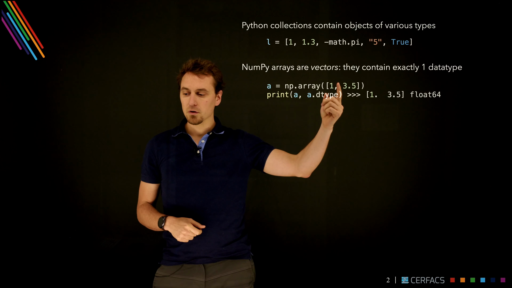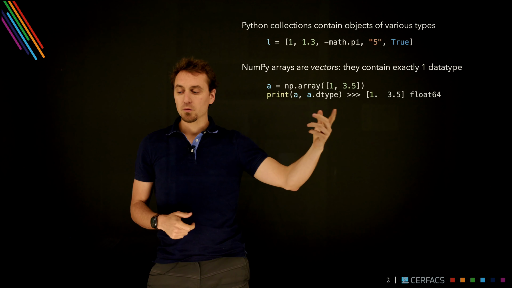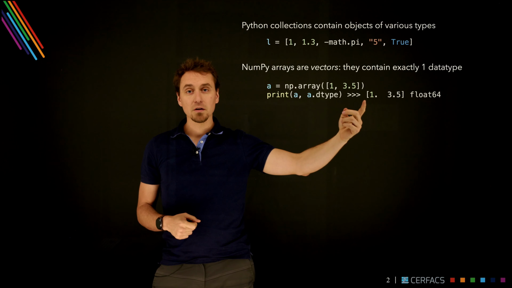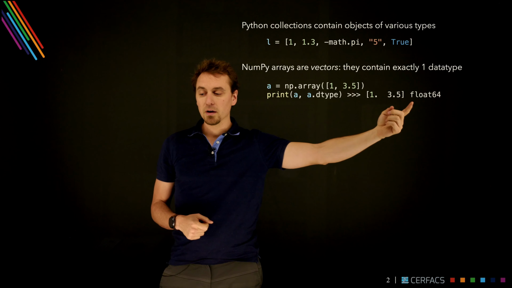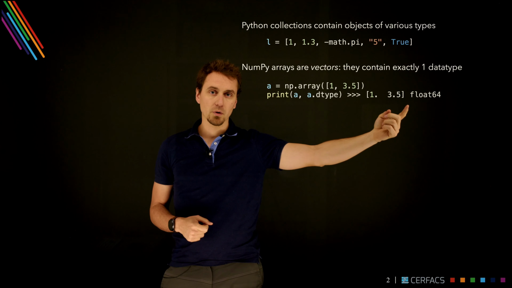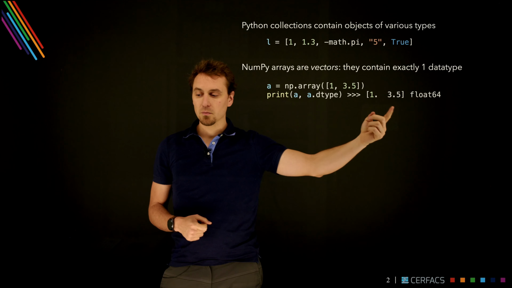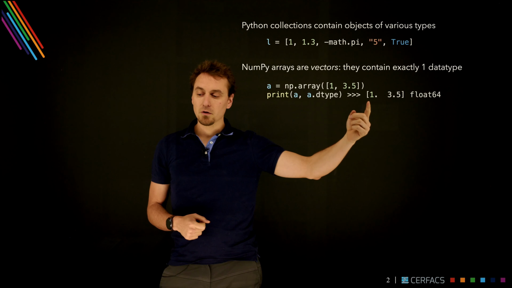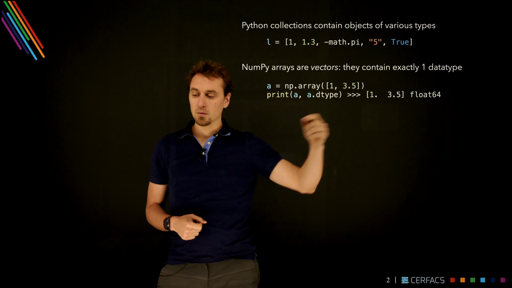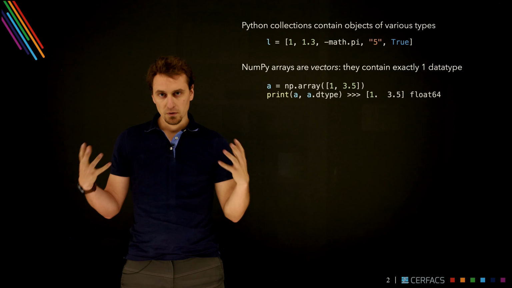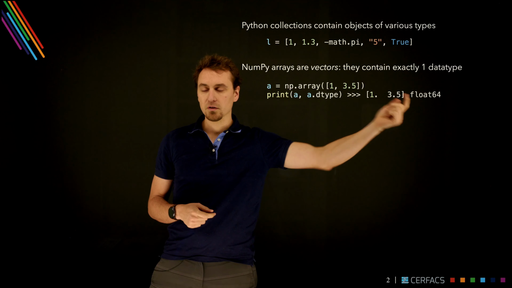So for example, here, if you create a NumPy array with an integer and a floating point number, well, the result you're going to get is it's going to be converted here. NumPy chose float64 because that was what worked well to be able to represent both these numbers. And so it converted the integer 1 to the floating point number 1. And you get a vector with exactly one type for everyone, which is float64.